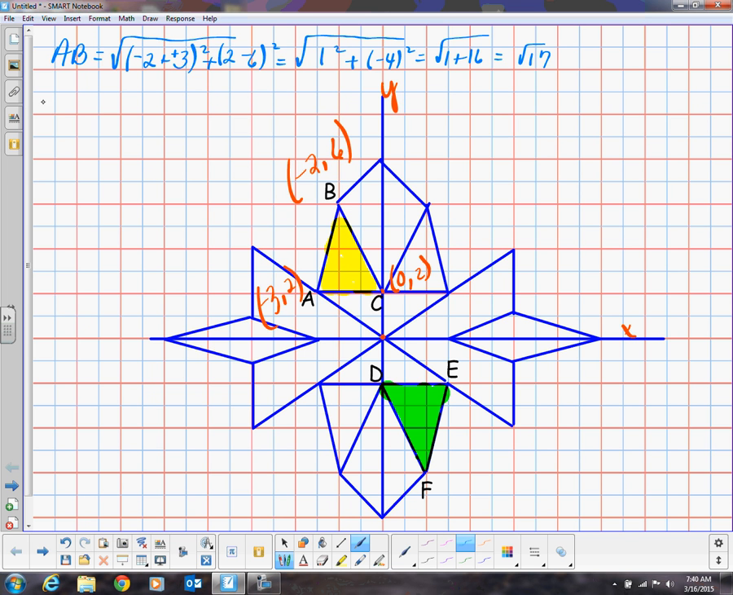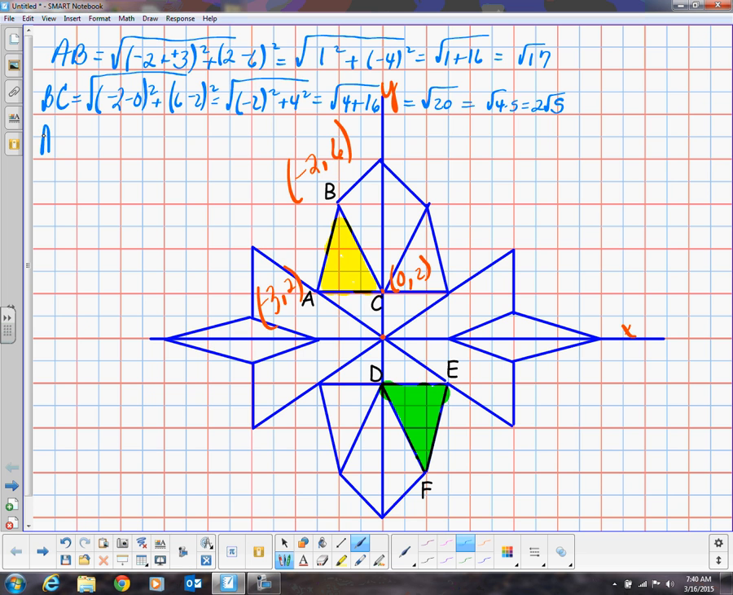All right, so now I'm going to do BC, and BC is going to be the square root of negative 2 minus 0 squared plus 6 minus 2 squared, which gives me negative 2 squared plus 4 squared, or the square root of 4 plus 16, which is equal to the square root of 20. And that is going to be the square root of 4 times 5, which is 2 square root of 5. So I want your radicals in simplest radical form.